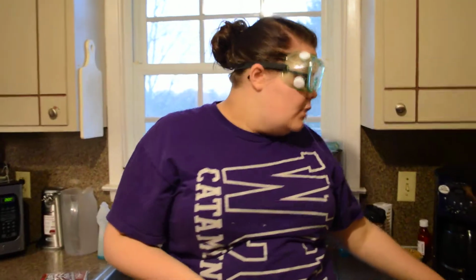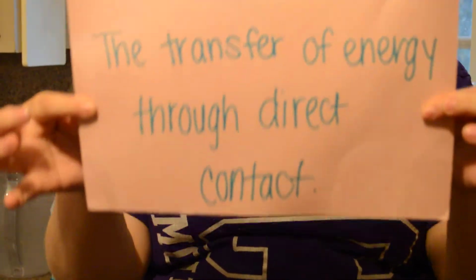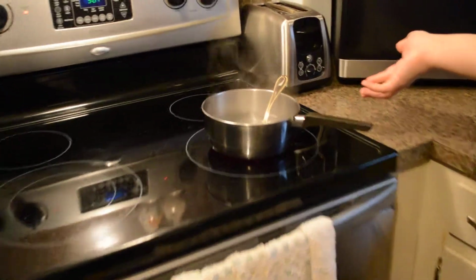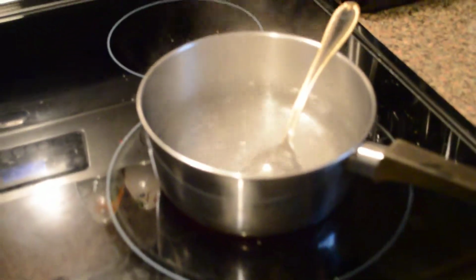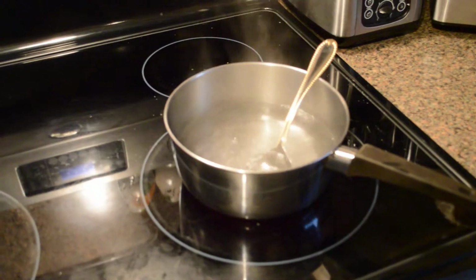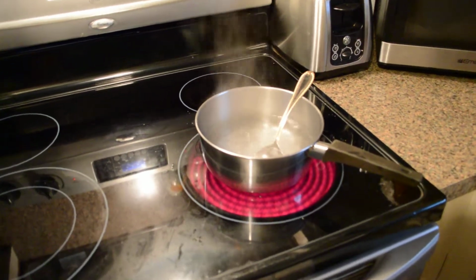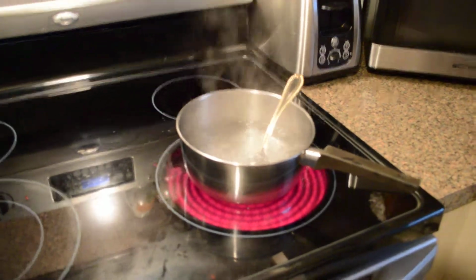So first, we're going to talk about conduction. Conduction is the transfer of energy through direct contact. So, if you'll come over here to the stove, you'll see I have a pot of boiling water. I have the metal spoon in the water, making direct contact with the heat and the pot. Through this direct contact, the heat is being transferred to the spoon, making the spoon hot to the touch. And this is what we call conduction.